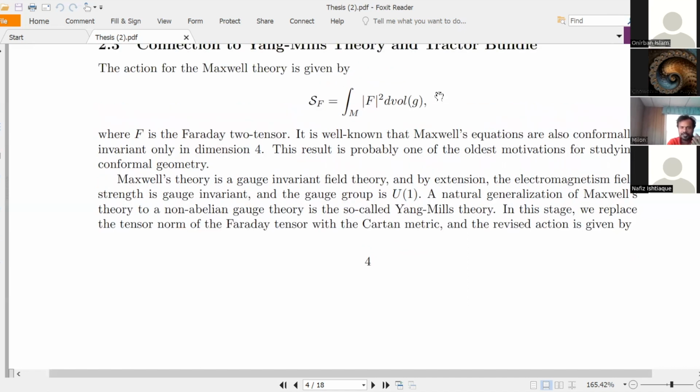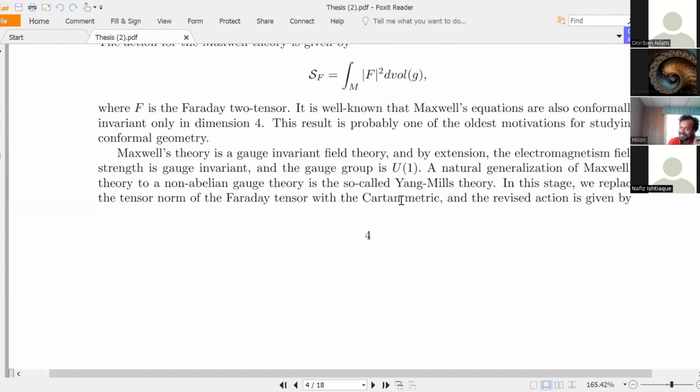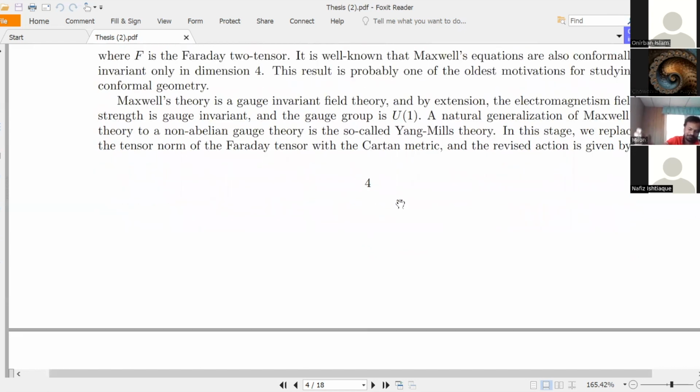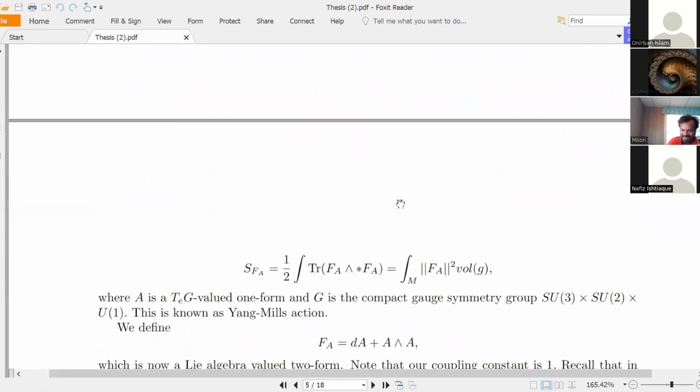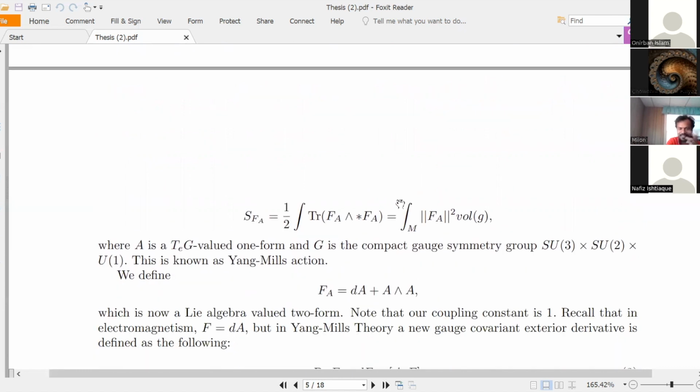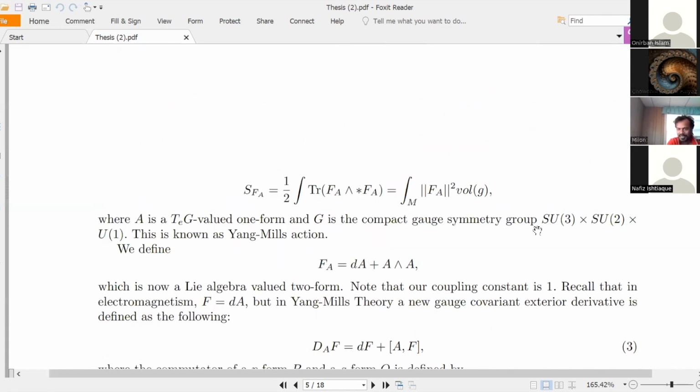So let's try to generalize this kind of theory to a non-abelian gauge setting. Your symmetry group is non-abelian. And you guys know the motivation, the physics part behind what kind of things you are trying to connect. Then you change your symmetry group to a little bit more complicated one, SU3 times SU2 times your circle group.